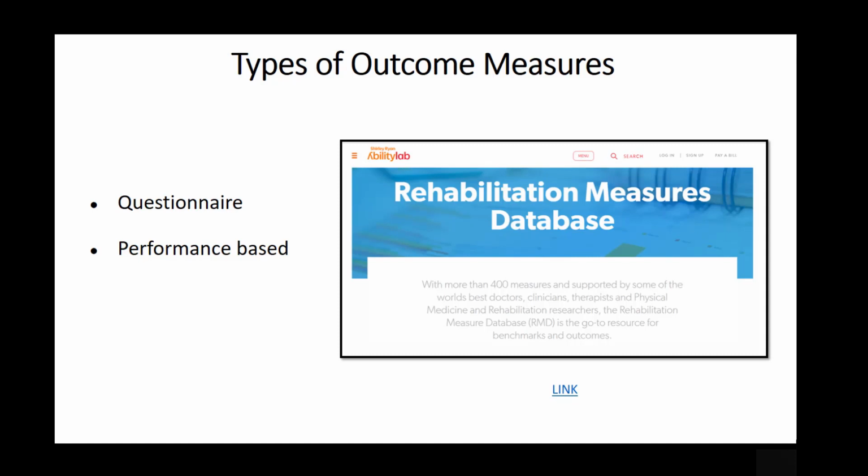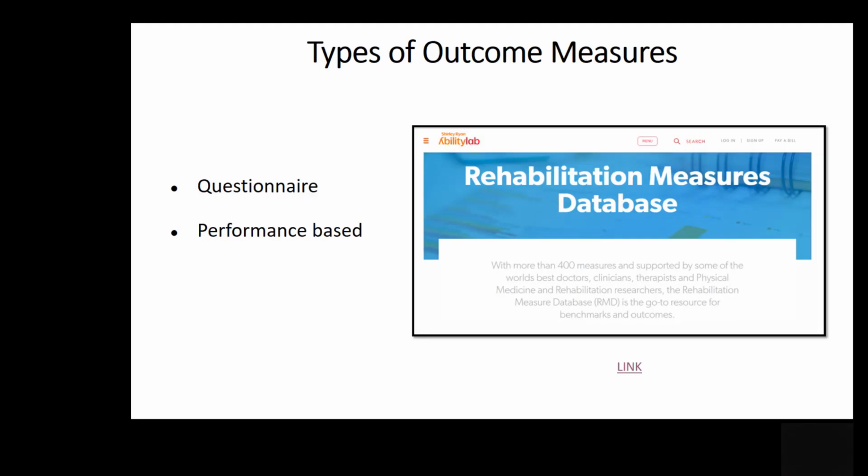Essentially, there are two basic kinds of outcome measures. There's a questionnaire type outcome measure that's a self-report either by the patient or by their caretaker. And there's also performance-based outcome measures. Overall, there's a rehabilitation measures database that is shown on this slide. This is a screenshot. And I've also included a link to this database. At the very end of the slides presentation, I'll go ahead and take you through the Rehab Measures database and show you some of the features.